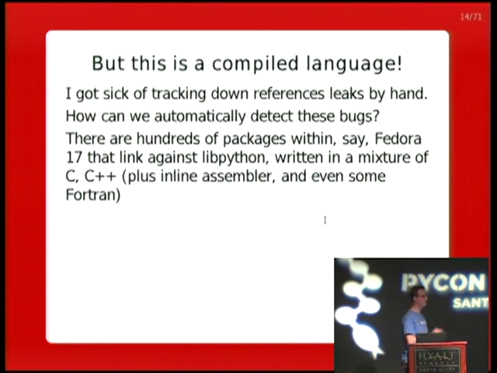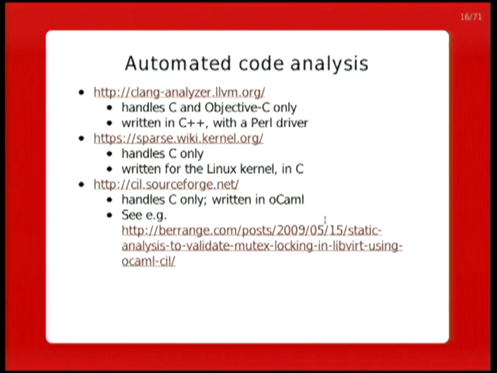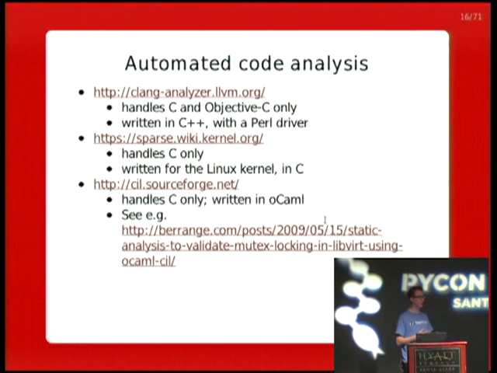So this is bad. And I got really sick of tracking down reference counting bugs. I've tracked far too many of them down, and I thought, this is C, it's a compiled language, surely we can automate this? And I set a goal, okay, for the next release, I work on the Fedora project, the Fedora distribution of Linux. There are 370 packages that link against libpython 2.7. Can I somehow automate detection of all these bugs and basically kill this problem once and for all, automate the detection of this, make the compiler detect it, and not have to do all of this by hand? So I started looking at automated code analysis.